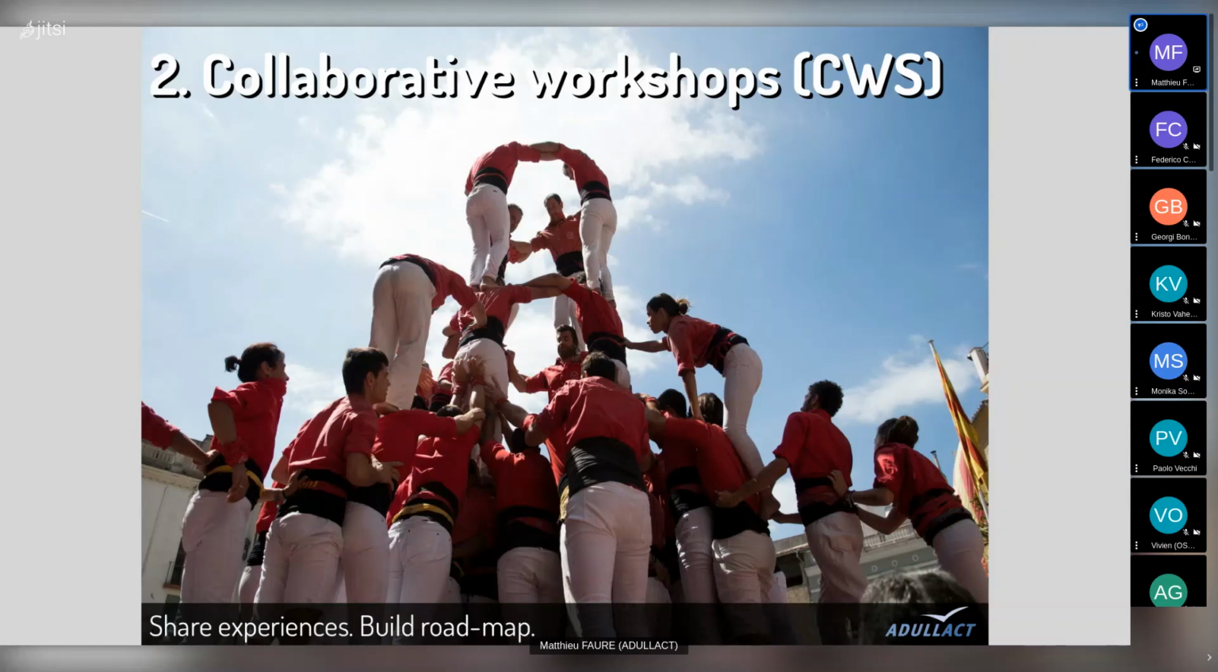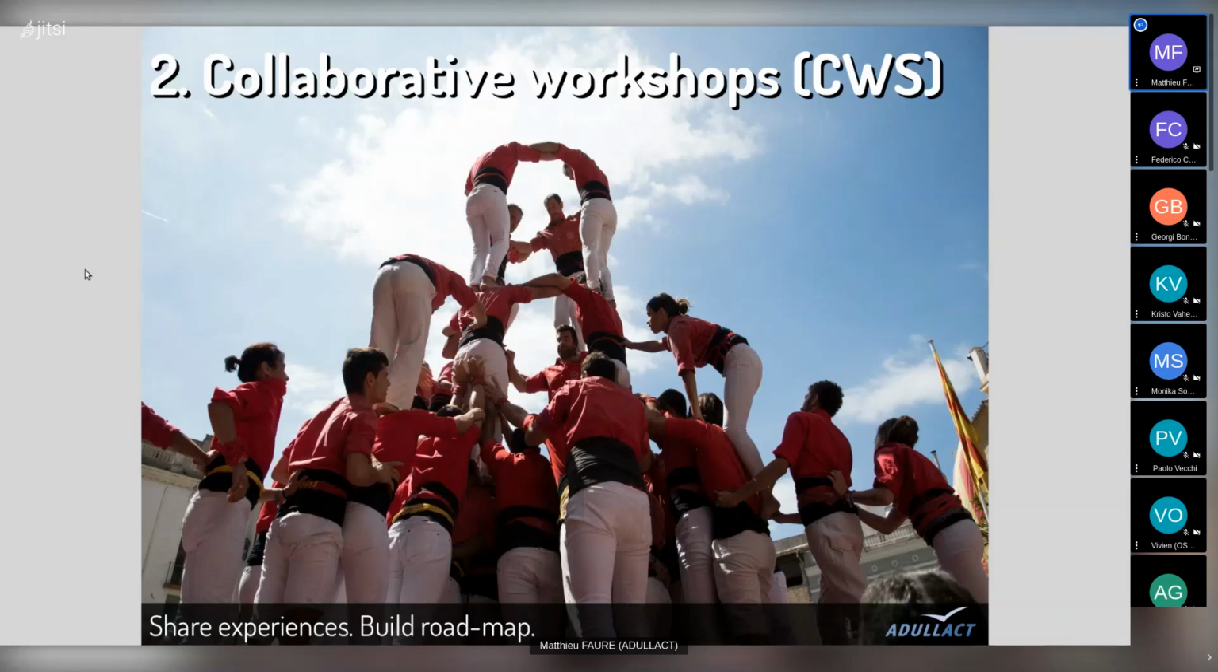And the second part is building the roadmap. As a community, it is important that the workshop itself defines what the software will be. So this is the roadmap. So that was the collaborative workshop.